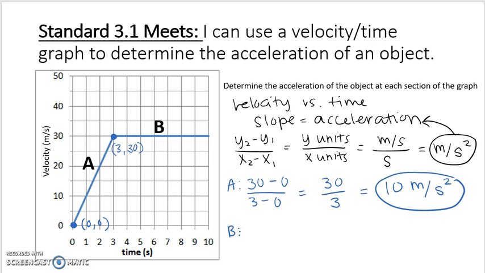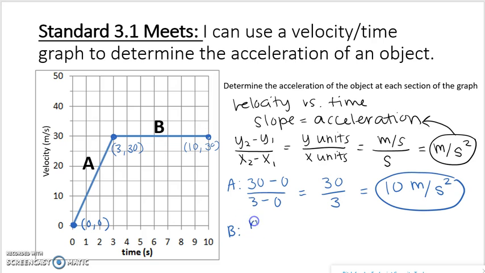For B, you could do this two ways. You could use 3 and 30, and you could use 10 and 30 and plug them into your slope equation. Or you can understand and remember the fact that a flat line doesn't rise. It has no y, therefore it's a 0 divided by something.